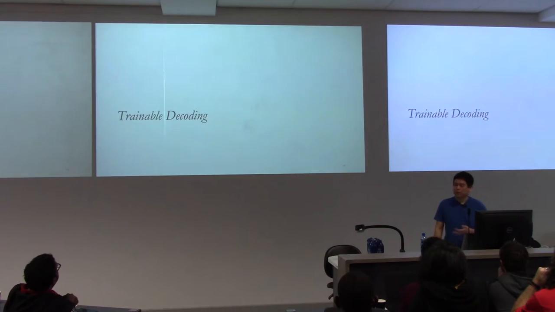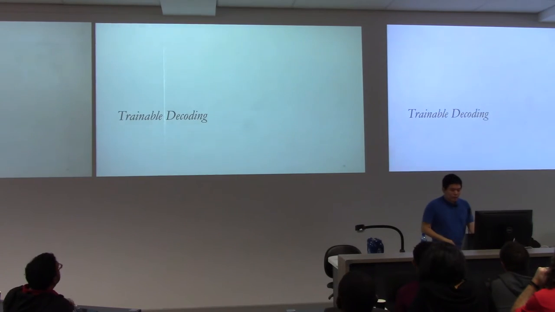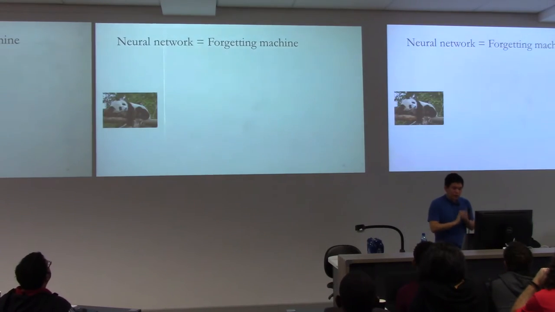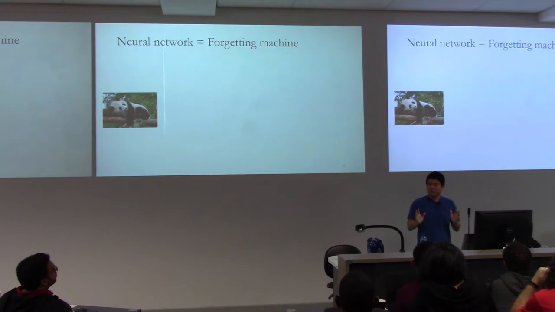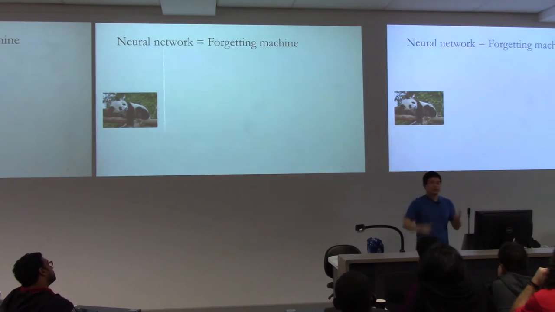This is one of the ideas that I've been pushing. Not everyone buys it, but I think there is some interesting idea there. It's called trainable decoding. One thing you notice about the neural net is that it's a forgetting machine. It's all about forgetting. Let's say you want to build a deep convolutional neural net that's going to detect whether a panda is there or not.